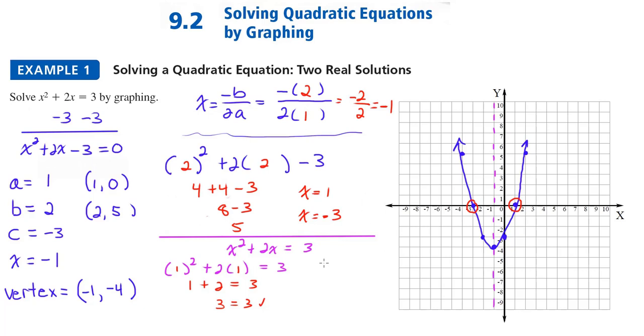On the other side, we can do the same thing again. x squared plus 2x equals 3. And this time, let's plug in -3. -3 squared is 9. 2 times -3 is -6. And 9 minus 6 is 3. So once again, we end up with 3 equals 3, which is true.